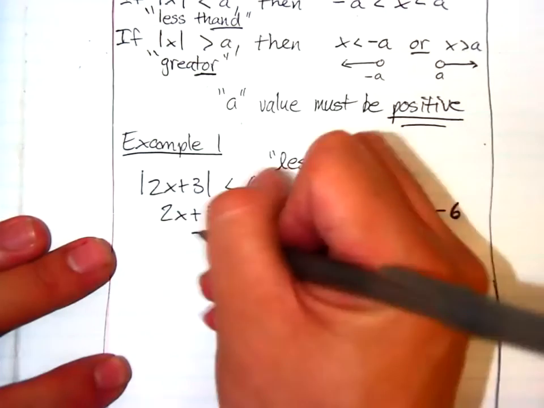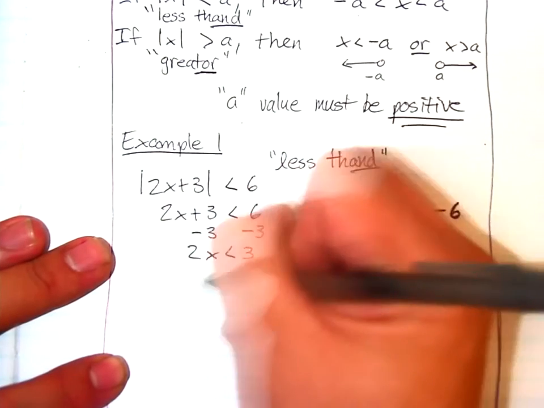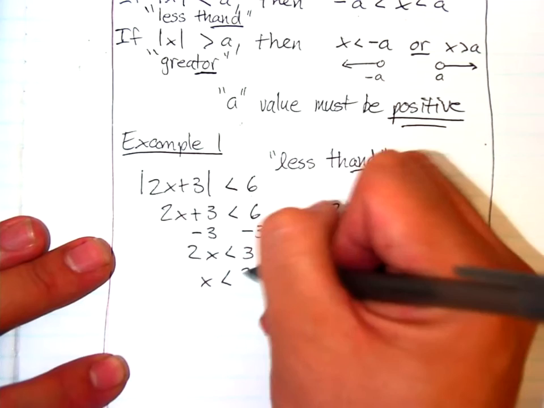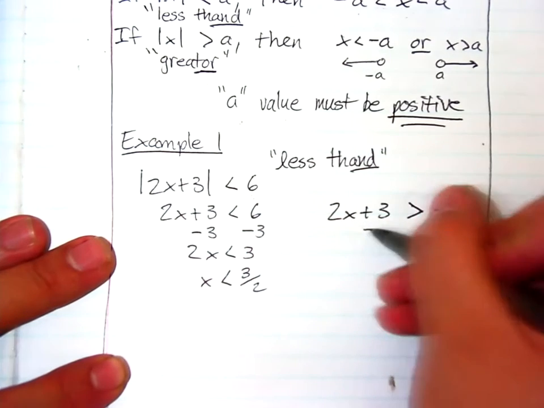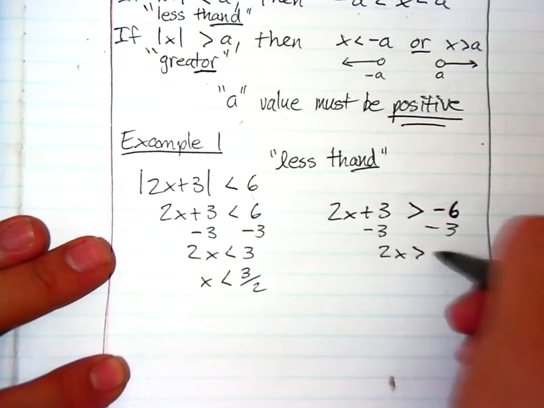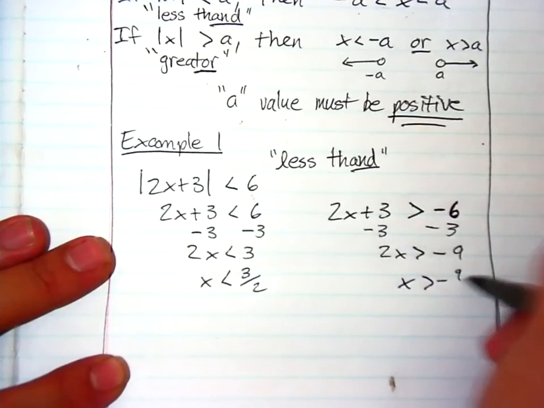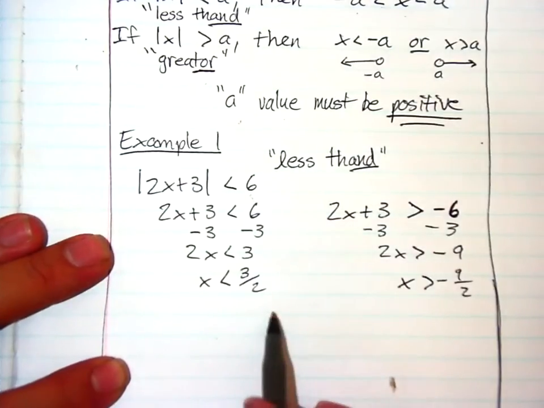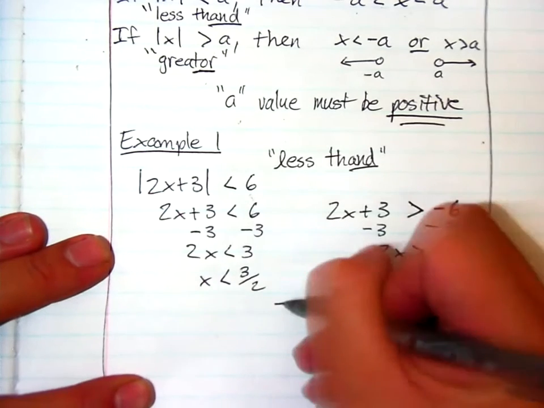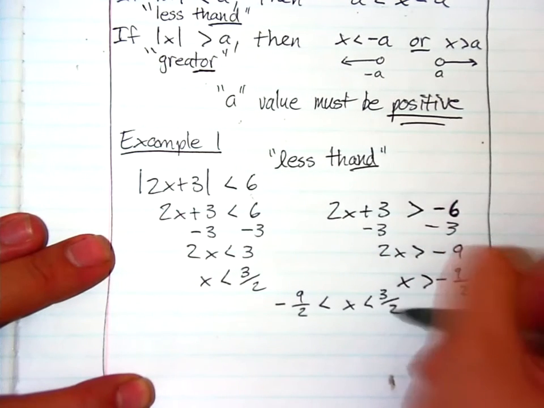From there, you just solve, as you would algebraically. So 2x less than 3. X is going to be less than 3 halves. Over here, subtract 3 again. 2x greater than negative 9. Divide by 2, so x is greater than negative 9 halves. Okay, so luckily this does work out. We're going to have negative 9 halves less than x less than 3 halves.